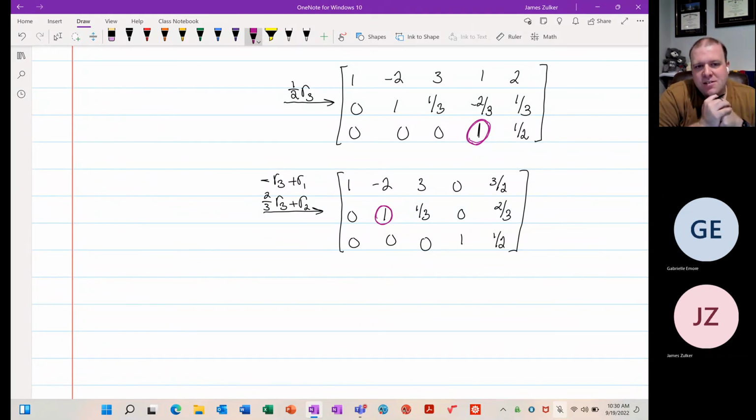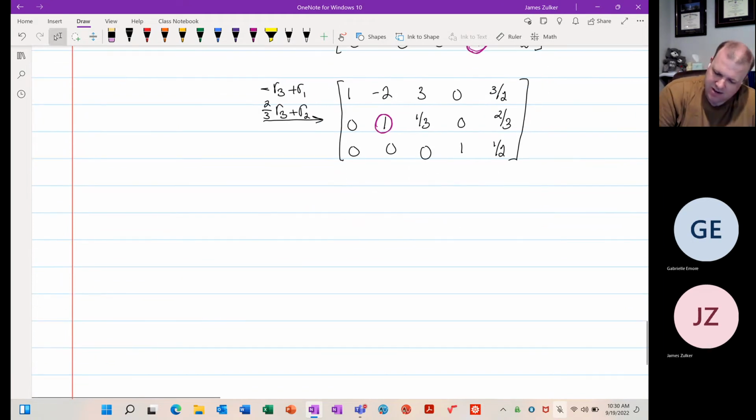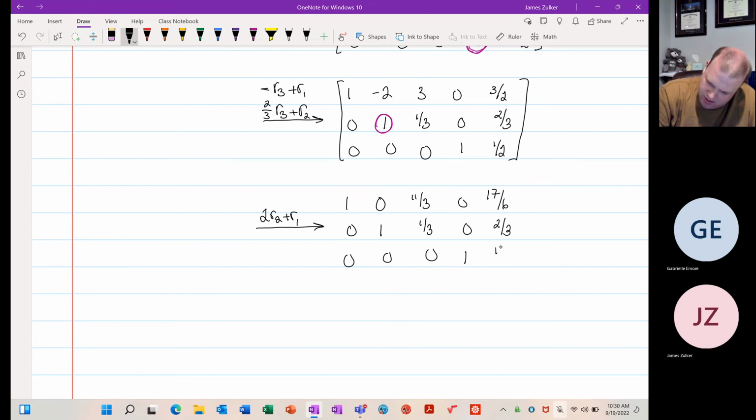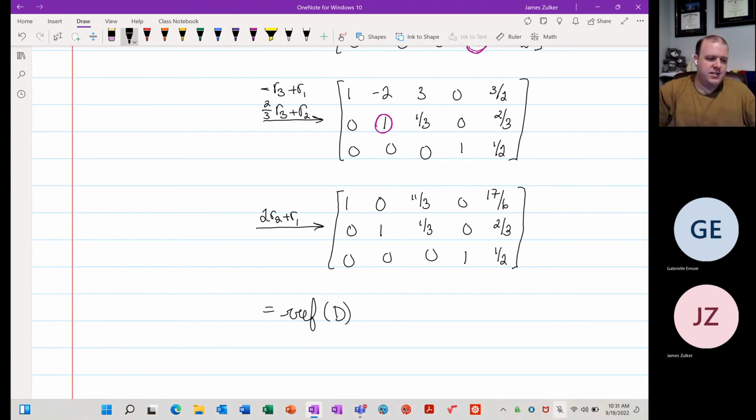Our next leading one is right there. Zero out the entry above it: 2 row 2 plus row 1. And there is the RREF of D.